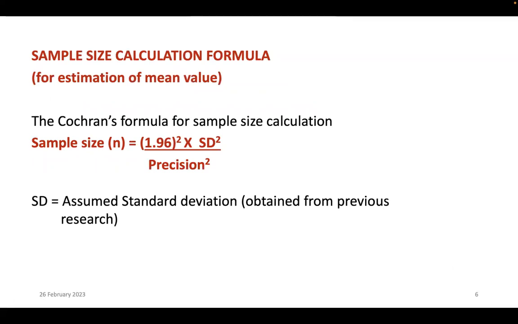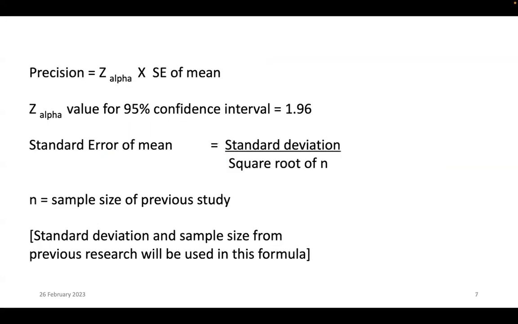How will we calculate the precision? Precision is equal to Z alpha multiplied by standard error of mean. That also we have to take from a previous study. The previous study may have given the standard error of mean. You can take that. The Z alpha value is the same, 1.96.